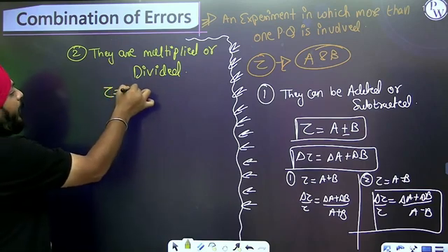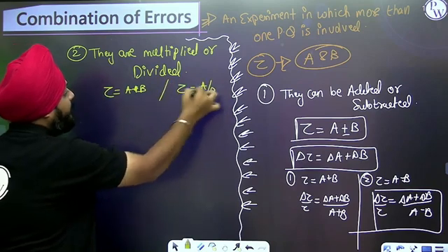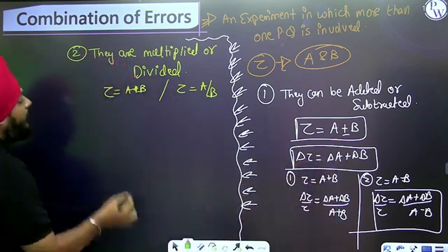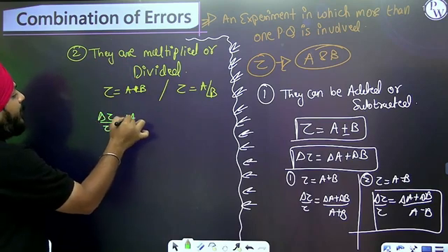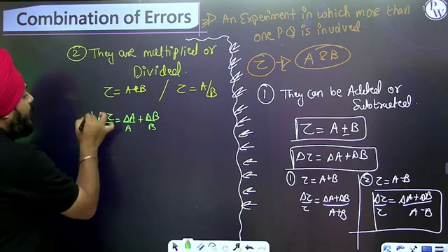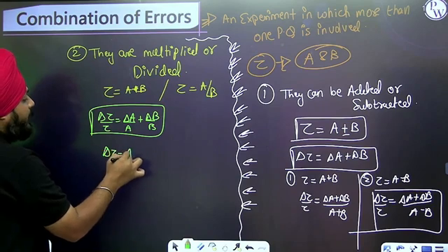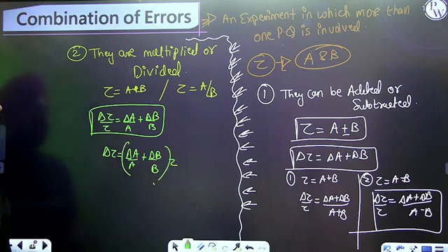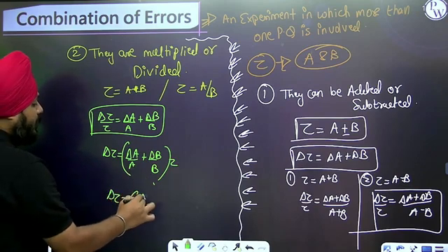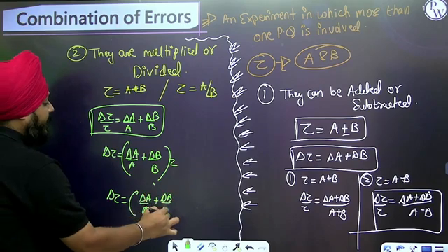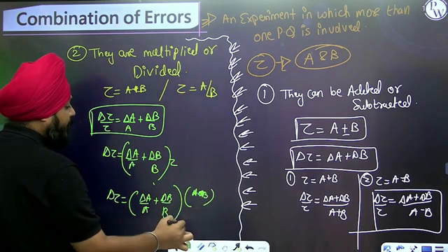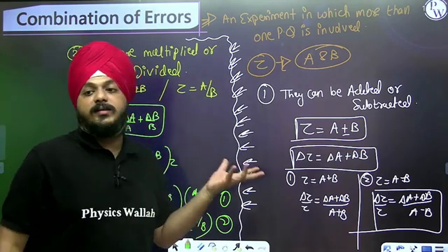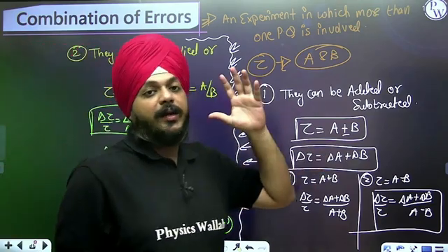Suppose Z is equal to A multiplied by B, or Z is equal to A divided by B. Whatever the absolute errors are, we can say delta Z by Z is equal to delta A by A plus delta B by B. This is the equation of the relative error. If you want the absolute error, then it will be delta A by A plus delta B by B, whole into Z. If the two physical quantities are multiplied, then it is A into B. In the second case, if they are divided, then it is A by B. This is how the errors are evaluated when two physical quantities are added, subtracted, multiplied or divided.